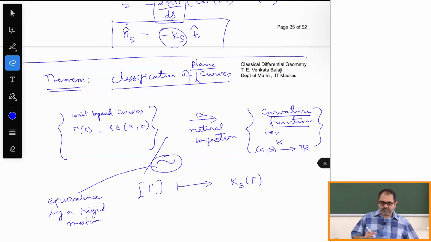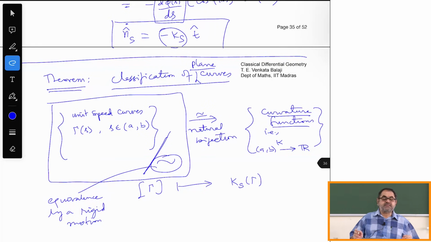What does this mean? What do I mean by putting a slash here and putting a tilde? Actually, I am taking a quotient by an equivalence relation, which means I am taking the set of equivalence classes. So basically what is on this side can also be written as the set of rigid motion equivalence classes of curves, of unit speed curves.